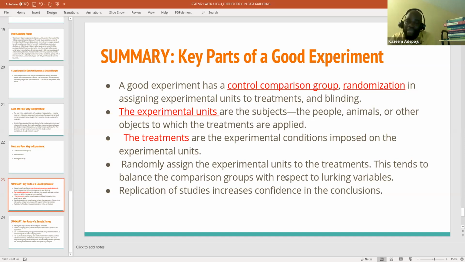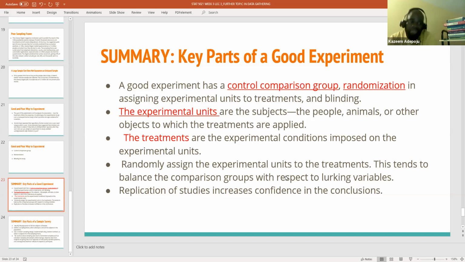And of course, you identify your experimental units, which I call the unit of measurement. There could be the subjects, the people, animals, and so on. Okay? And in your treatment, you need to identify different experimental conditions. At times you could have levels of treatment. And don't forget, you're going to randomly assign the experimental units to the treatment and to the control group. And that will tend to balance the comparison groups with respect to lurking variables. And of course, replication of studies increases confidence in conclusions. When you do replication in design, you have a measure of experimental error. If you want a measure of experimental error, then you replicate.